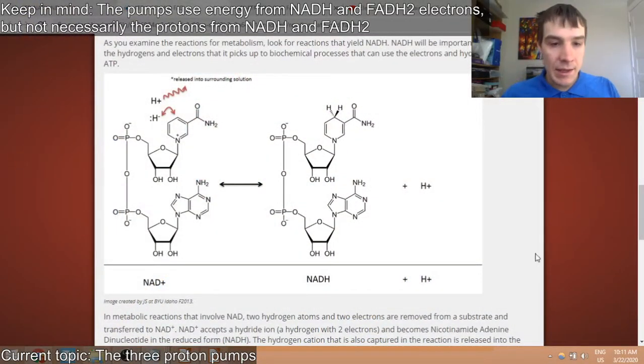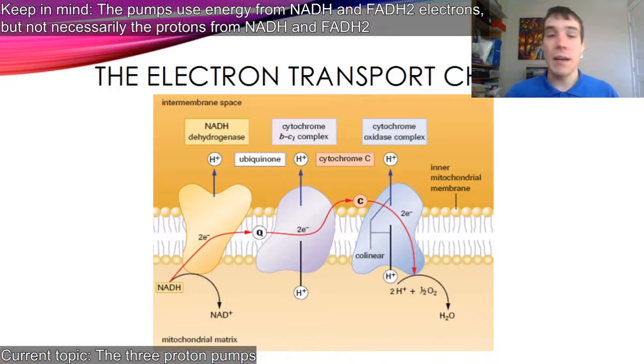Let's go back to this view. If I go to the diagram of the whole process, notice that there's three pumps, 1, 2, 3. Each pump, as the electron passes through, will pump 1 H+. So if an NADH releases the electrons and becomes NAD+, it'll pump 3 hydrogens up across the membrane, but it only has 1 hydrogen itself. So the hydrogens that are pumped aren't necessarily coming off of the NADH.